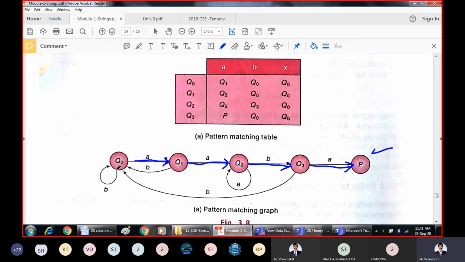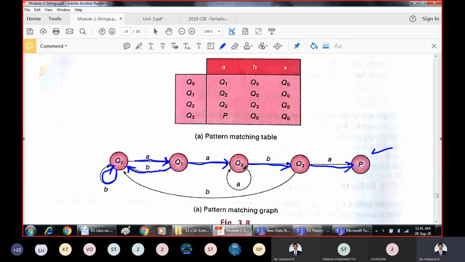Now from Q0, if you are reading B, what do I expect as the first character? From Q0, if you are reading B, you stay in the same state. I will not change there. I'll stay where I am. Then from Q1, if you read B, where should you go? You should go to Q0.